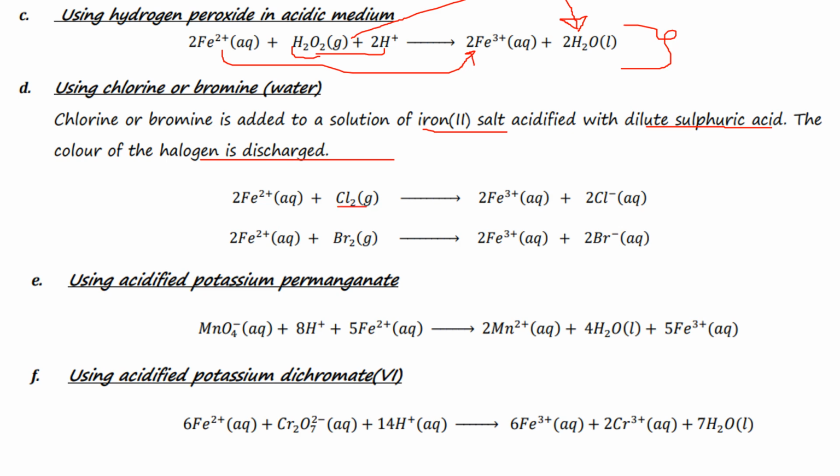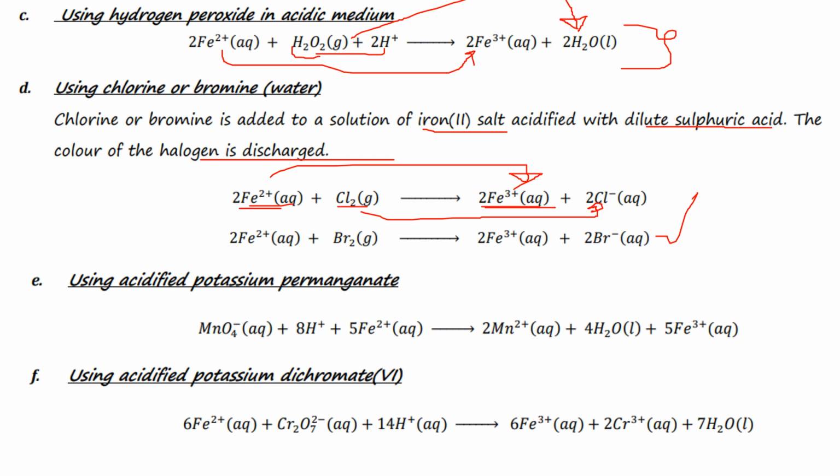So chlorine, which is a yellow-green gas, dissolves in a solution containing iron 2 ions, forming a brown solution. So it will turn from green to brown due to oxidation of the iron 2 compound to an iron 3 compound. And then chlorine, after oxidizing, gets reduced to the chloride ion. The same applies to bromine.